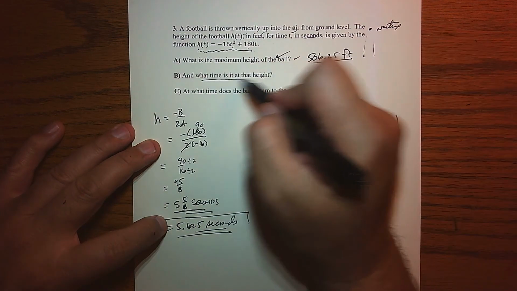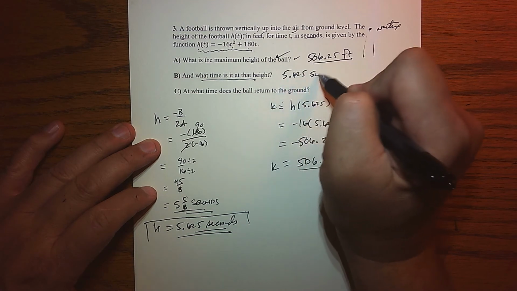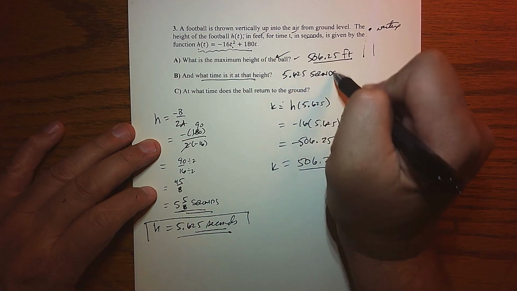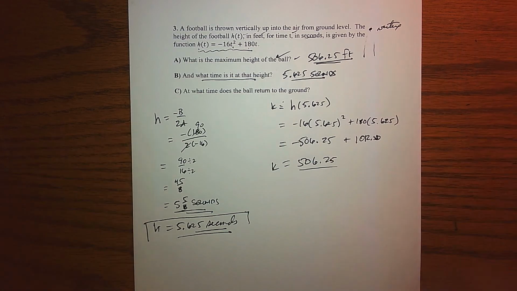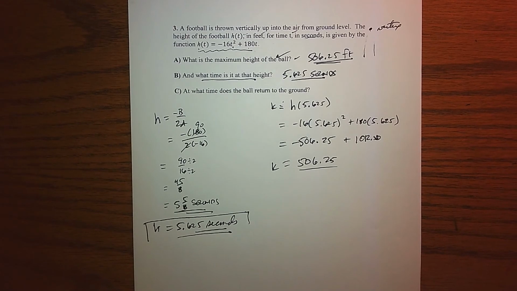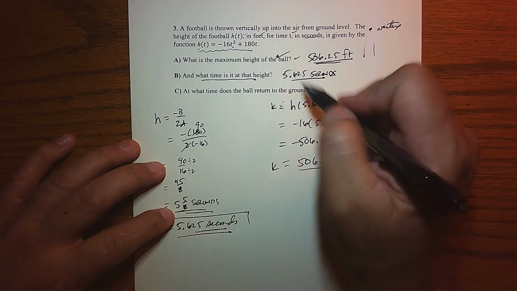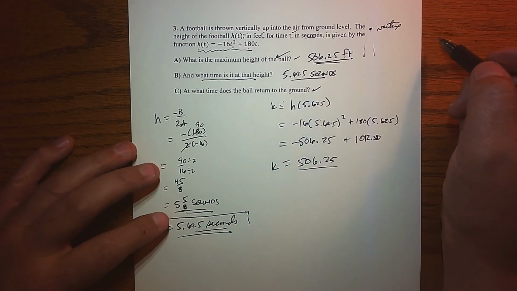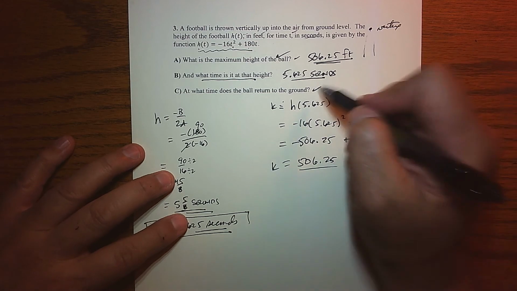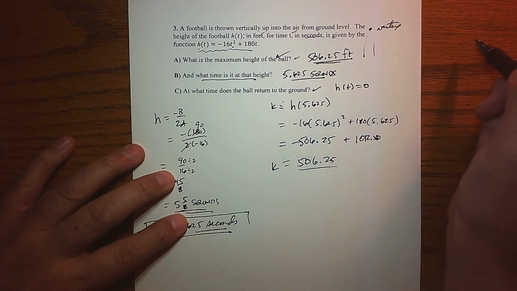What time does it reach this height? 5.625 seconds. So according to that model, there's basically what we get. So 5.625 seconds to reach its maximum height, and then 506.25 feet is the maximum height as it comes back down. And of course, that's my next question. At what time does the ball return to the ground? So if it's returning to the ground, this means that my height is equal to 0.